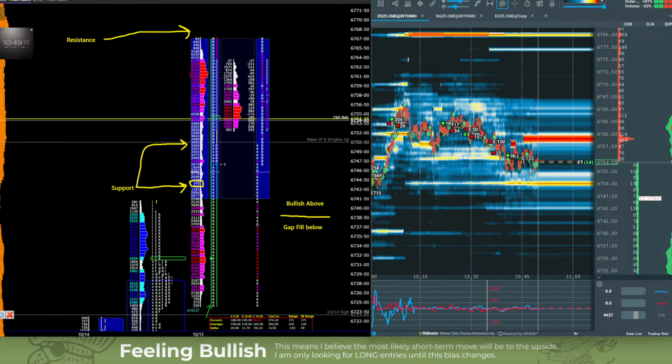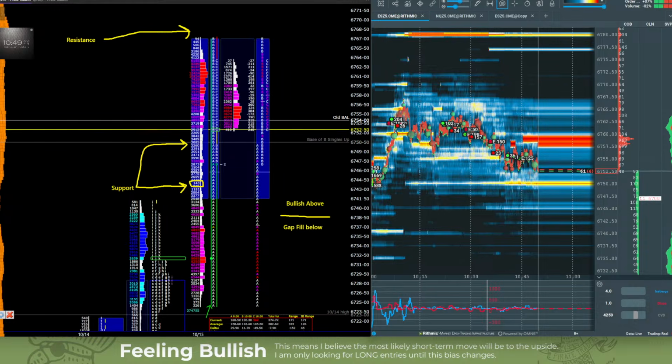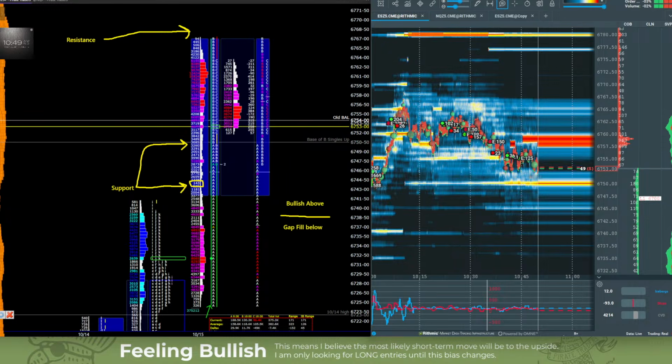John H. says, this is a run and chop price action flow. My instincts tell me it sucks, and it does. Yeah, it's all a matter of opinion.